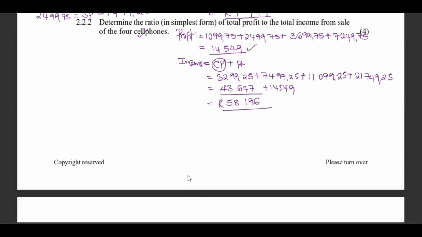So we've got the values that we needed. So we go to the ratio. The ratio they want is profit to the total income. So the profit is 14,549 and the income is 58. Simplified form.